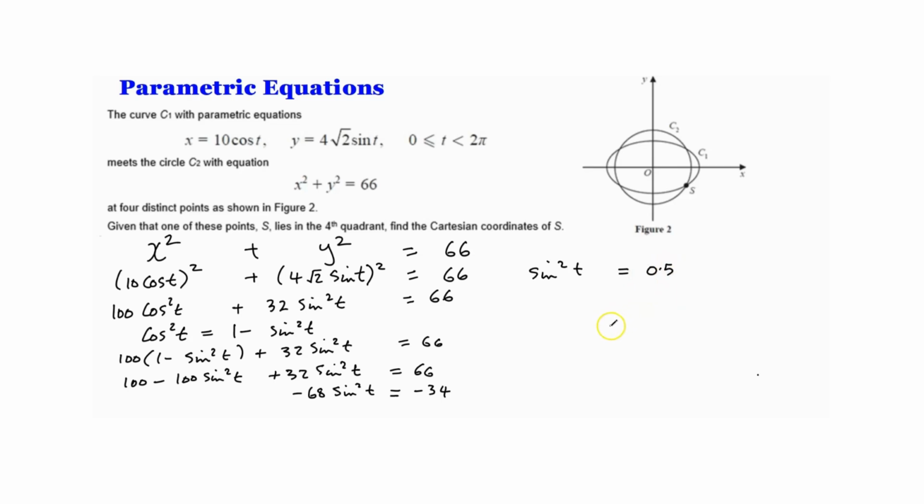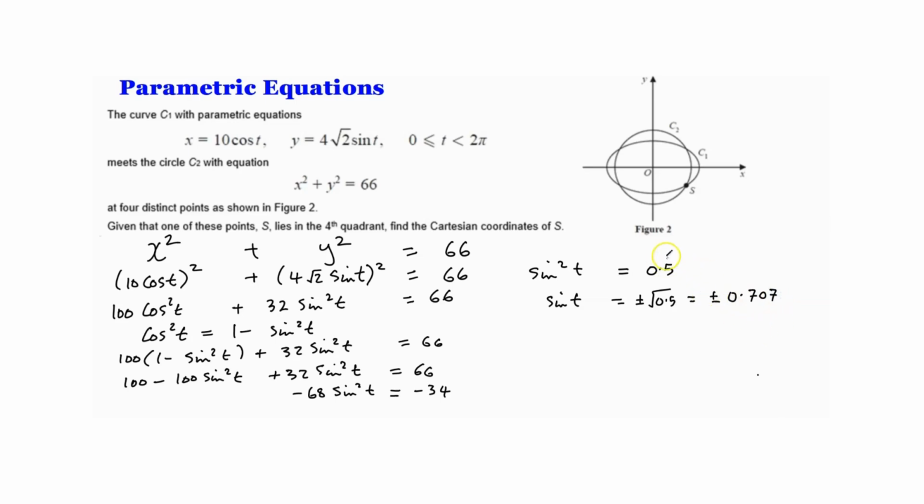So how do we solve for t? Well, we need to take the square root of both sides. Therefore, we have sine t equals plus or minus the root of 0.5. And that gives us plus or minus 0.707 to 3 significant figures.